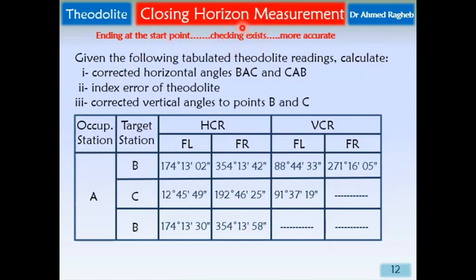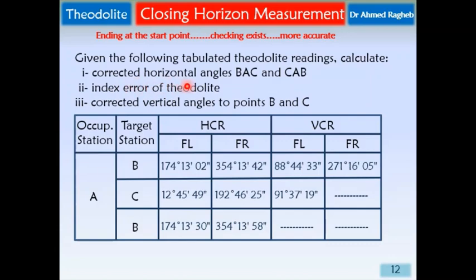This will make checks available, as we're going to see, and thus this will produce more accurate and more reliable measurements. Solved example. Given the following tabulated theodolite readings, calculate the corrected horizontal angles BAC and CAB. So whenever there is a closing horizon, there will be corrections because we measured the angle internally and externally. If it's a single angle, then we won't have any corrections for the angles.